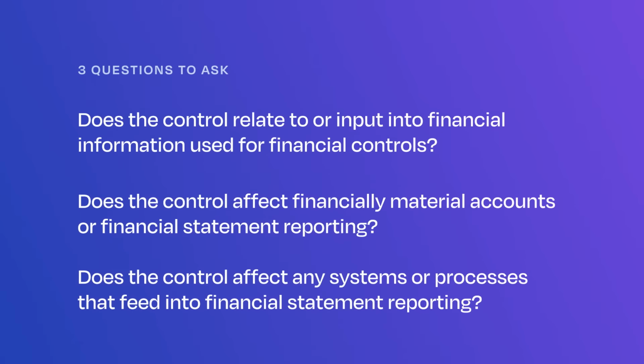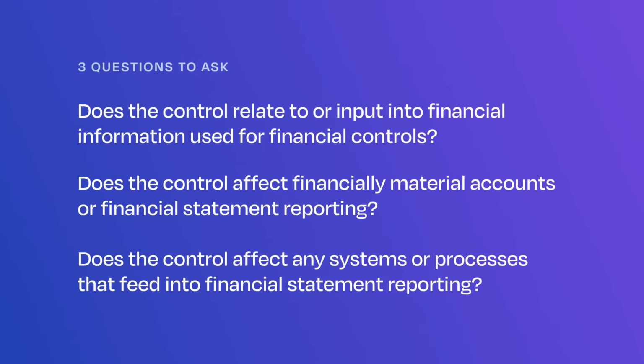The best way to determine if a control should be considered relevant is to ask 3 questions. Does the control relate to or input into information used for financial disclosures? Does the control affect financially material accounts or financial statement reporting? And lastly, does the control affect any systems or processes that feed into financial reporting analysis? If the answer is yes to any of these questions, an organization may want to include that control in scope for SOX.